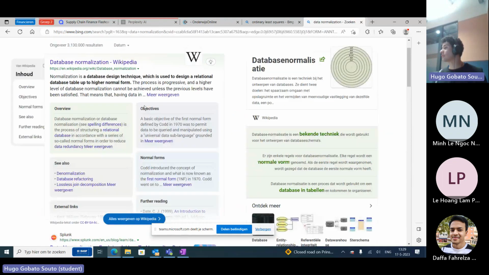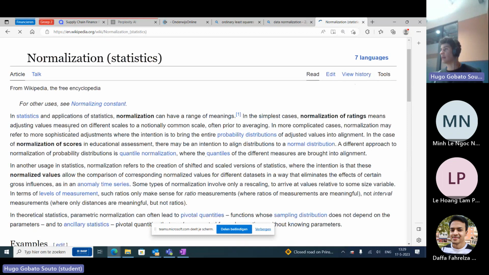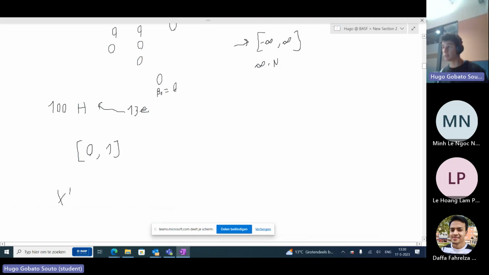Okay, this one is nice because here you have some examples. There are many ways to normalize the data. The most simple one is min max feature scaling. It seems difficult, but it's not that difficult. The formula shows that your new data is going to be the old data minus the minimum of the old data, divided by the difference between the maximum of the old data and the minimum of the old data.